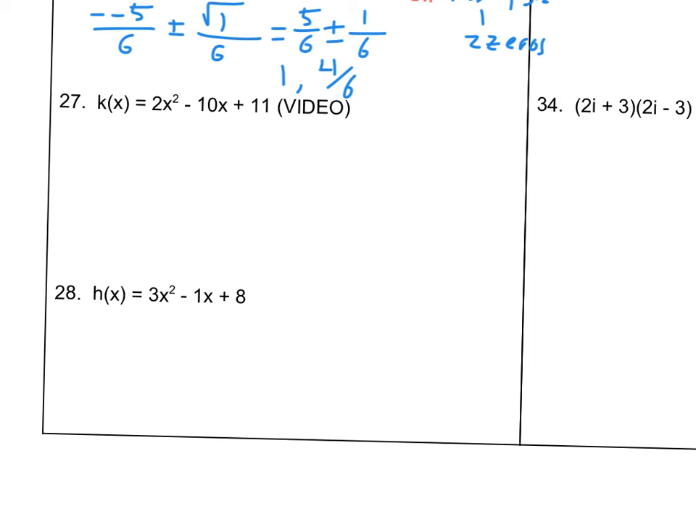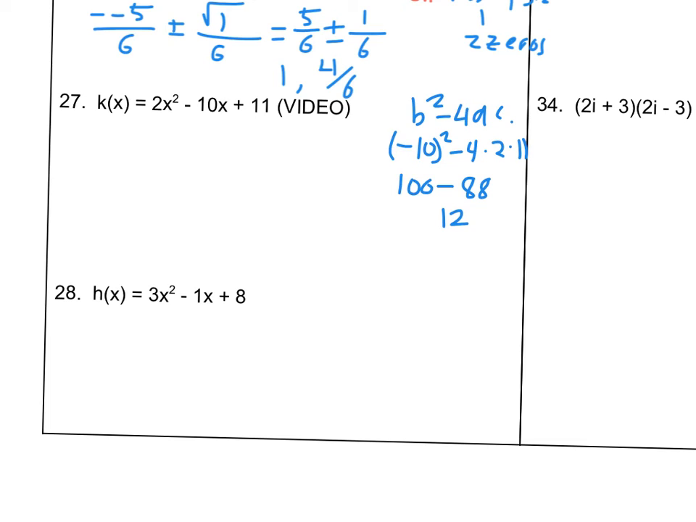For number 27, 2 times 11 is 22. Nothing from 22 is going to add up to negative 10. This is another quadratic formula one. Again, I'm going to start off with my b squared minus 4ac just to check what to expect. That's going to be negative 10 squared minus 4 times 2 times 11. And when we do that, we end up with 100 minus, that's going to be 88, which is 12.